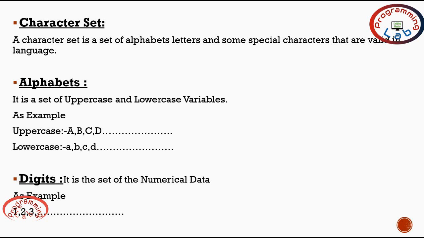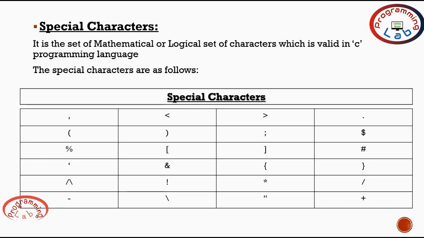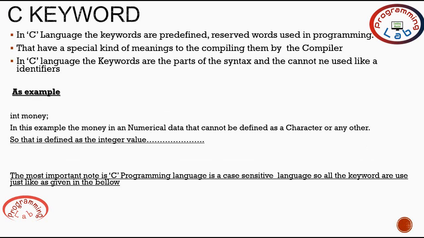Digits. It is the set of numerical data. As an example, 1, 2, 3. Special characters. It is the set of mathematical or logical characters which are valid in the C programming language. The special characters are as follows. These are the special characters.